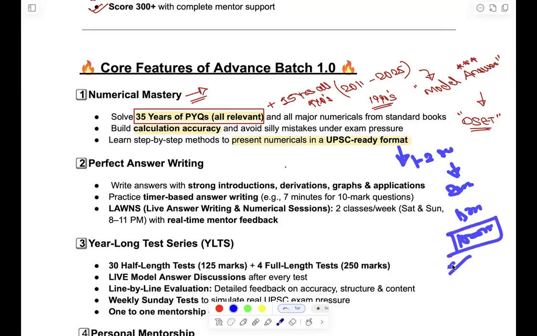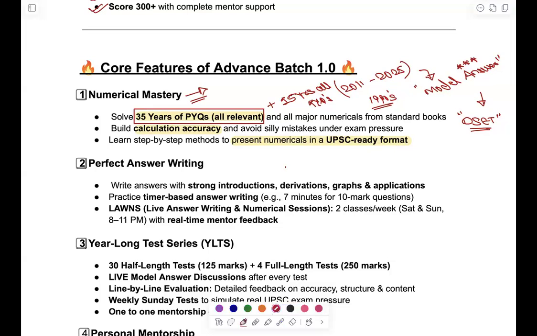For a 10 mark question, you need to write 2 pages. So what will you write in those 2 pages? It is not just writing the numerical, but the numerical should be written in a UPSC format. The solution should be UPSC compatible. You have to meet the implicit demand also. In numericals, you do sometimes have an implicit demand.